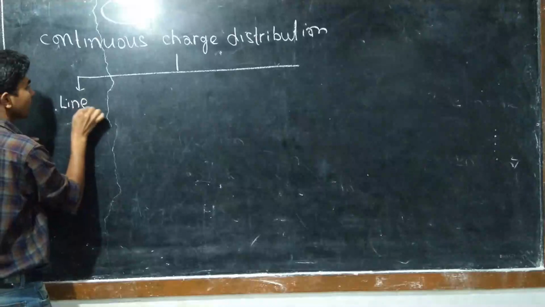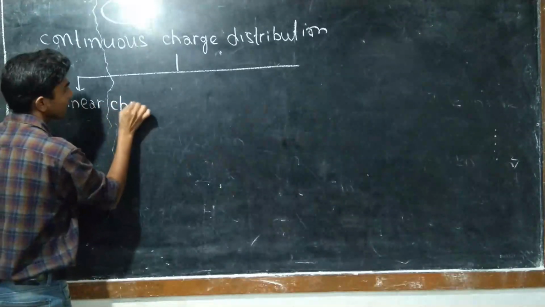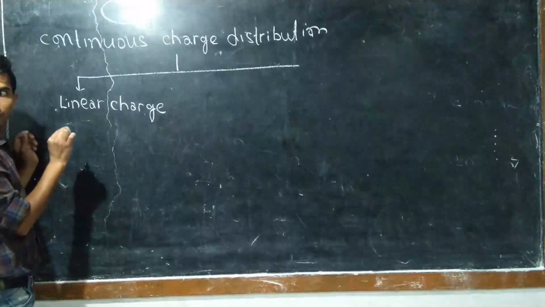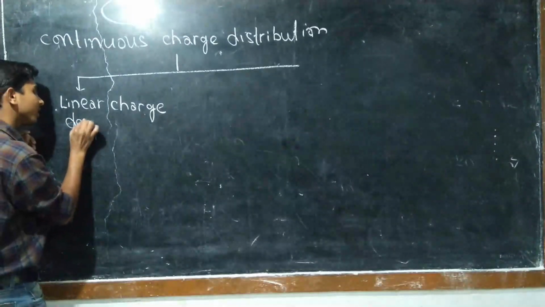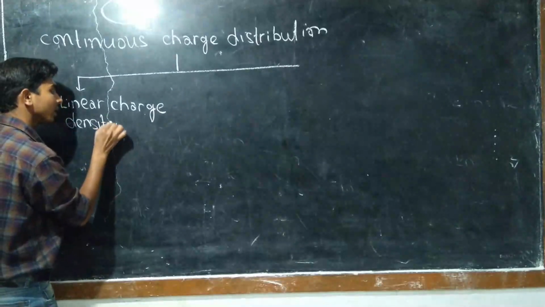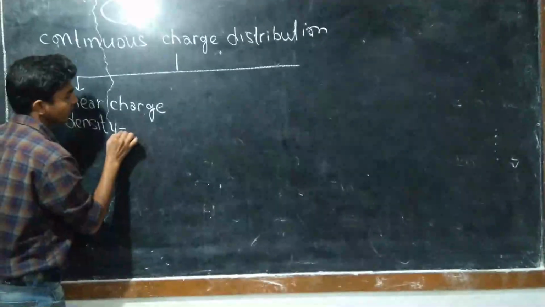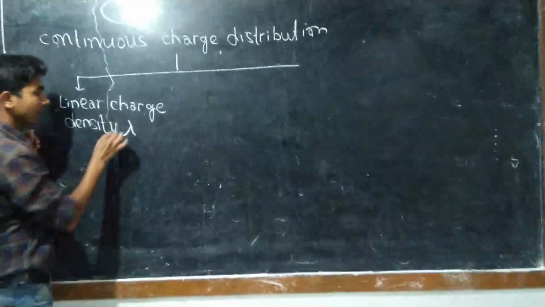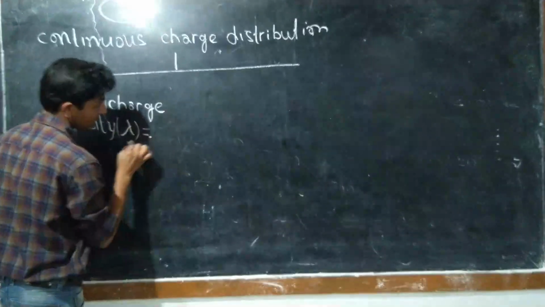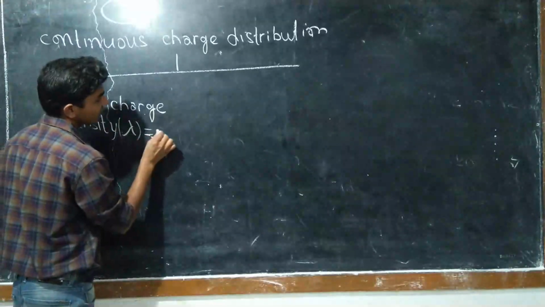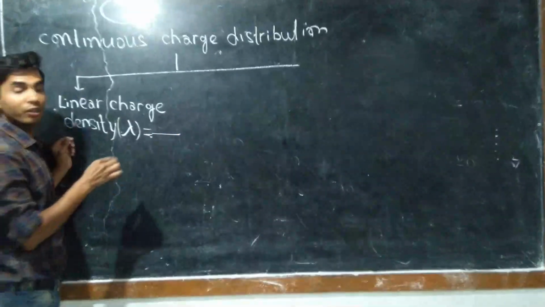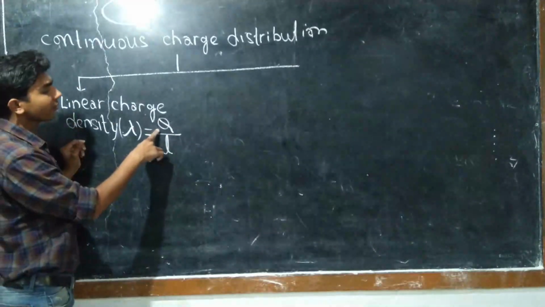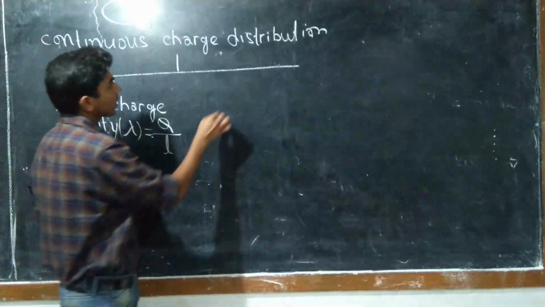First, linear charge density. Linear charge density is represented by lambda, and it is the charge per unit length. Q is the charge and L is the length. Similarly, we are able to write surface charge density.